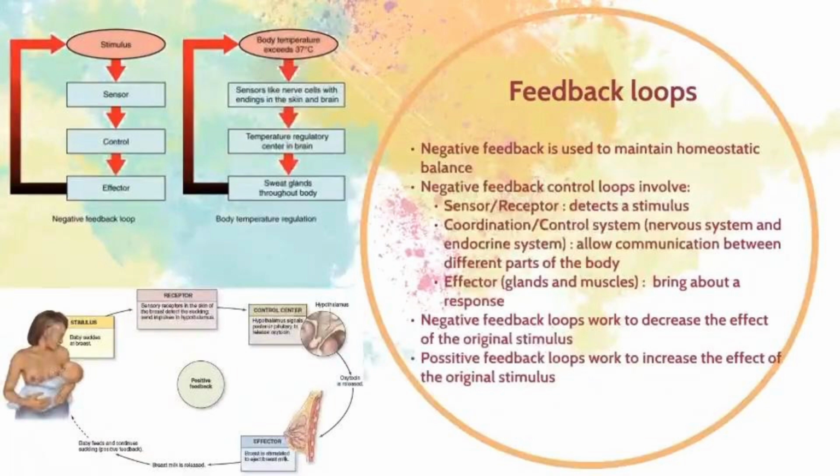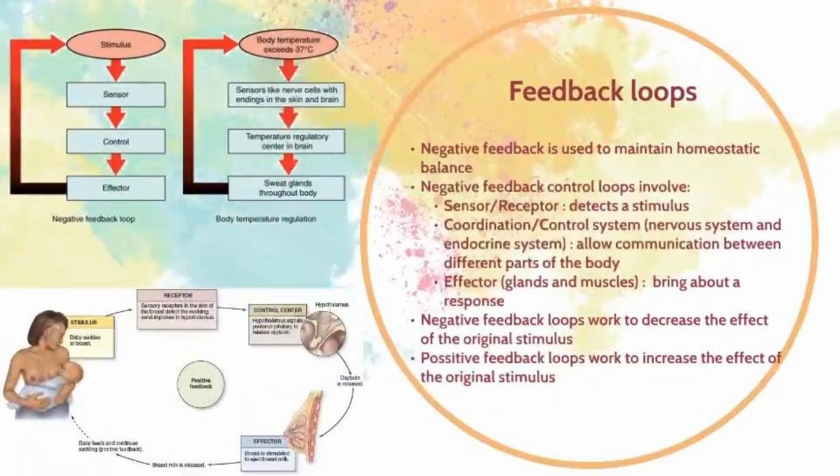So the negative feedback loop brings things back to the normal range that the body wants. The positive feedback loop really reinforces a change that has been detected. So it amplifies that change that is originally detected by a receptor. Again, the same things apply though. You have a receptor or sensor, you have the coordination system, and then you have the effector. So the components are the same, just what happens is slightly different.